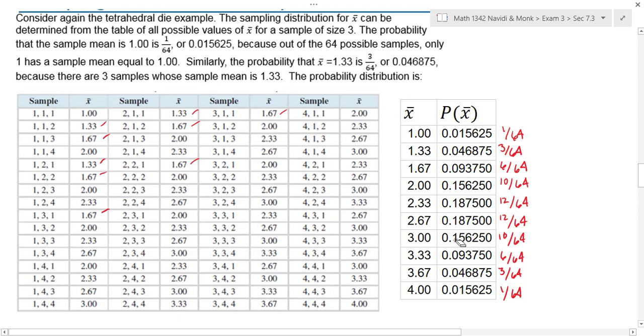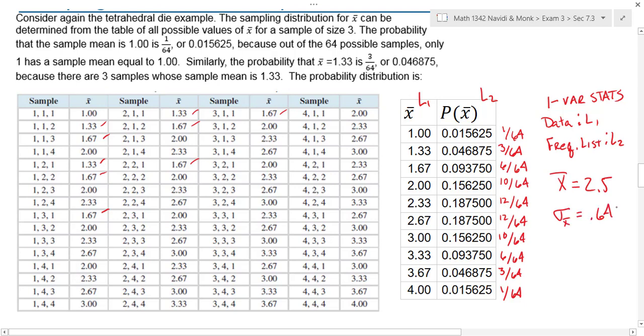And if you go to your calculator and you put in x bar in list 1 and P(x) in list 2, and you do the one variable stats, where your data is in list 1 and your frequency list is list 2, you end up getting the average value of 2.5, and the standard deviation for your sample means is going to be 0.645. I'm not going to take the time to do this on my calculator, but that's how I would do that. So I summarize this table or condense it down into this for my random variable with the associated probabilities of getting each one of those rolls. And that's where these numbers came from, in case you were curious about where they came from.